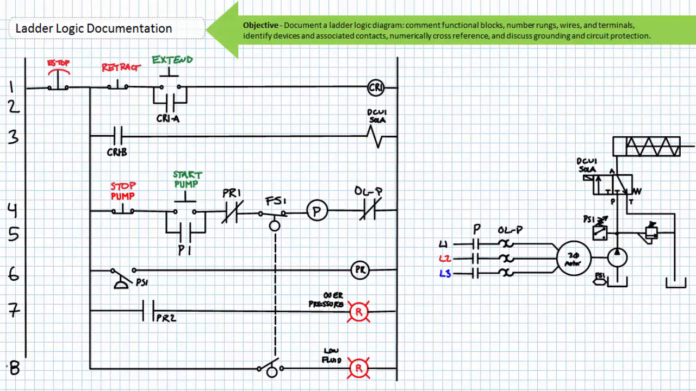Rungs 1 through 3 serve to control the hydraulic actuator. Rungs 4 to 5 control the motor-driven pump. Rungs 6 through 8 serve diagnostic and protection purposes. Rung numbering allows a technician to reference a specific conductive path from left to right. Now we need to number the wires.